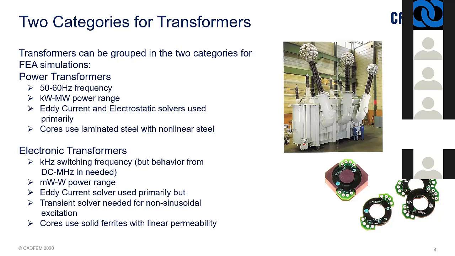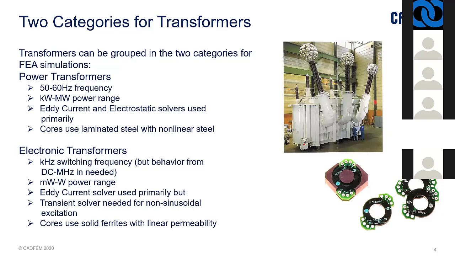So in power transformers, we use eddy current and electrostatic solvers, primarily to do the electromagnetic simulations. In power transformers, they use nonlinear steel materials. Whereas in electronic transformers, the frequency range is very high. Basically, you can find them in PCB boards and laptop motherboards. These are the basic applications, and the power rating is very low.